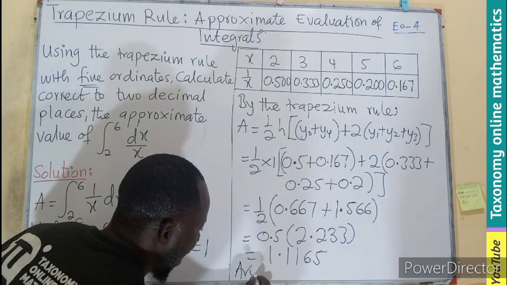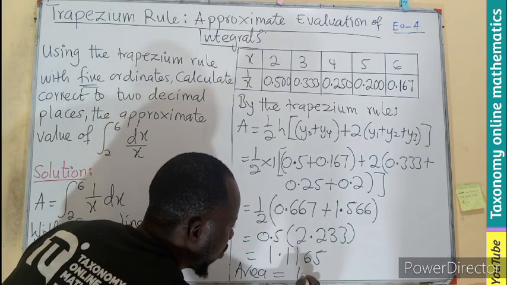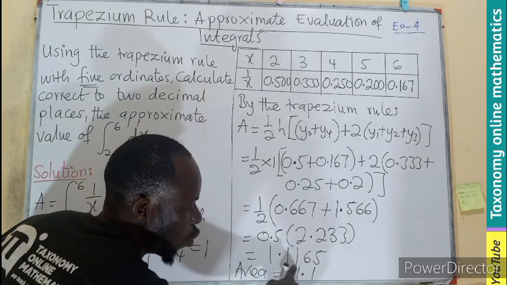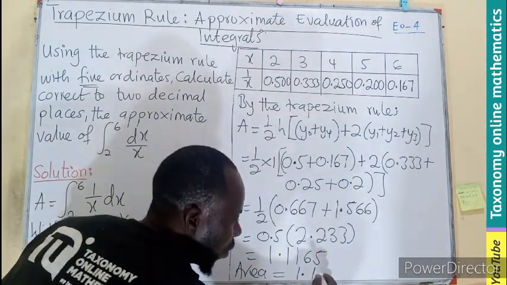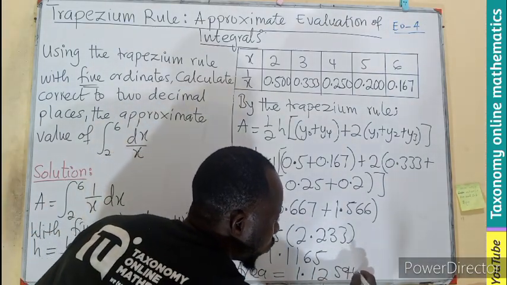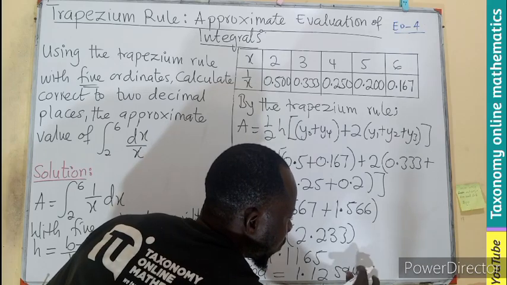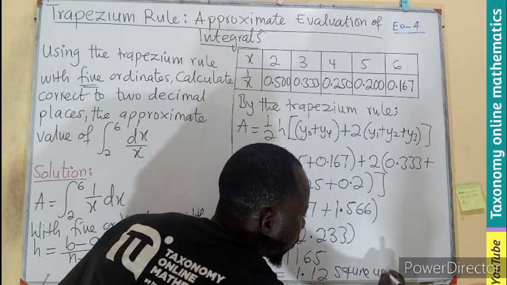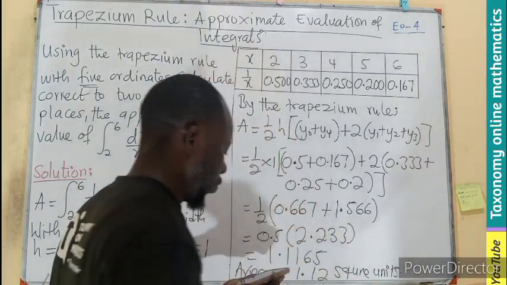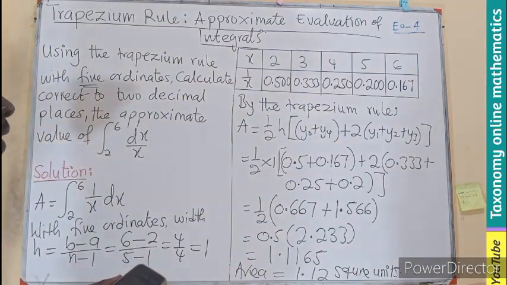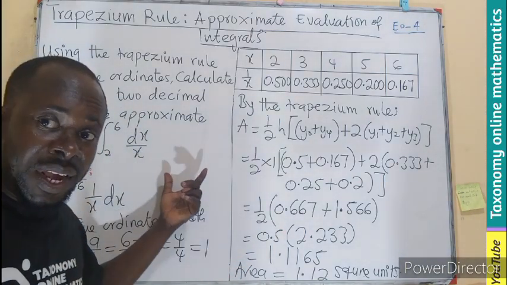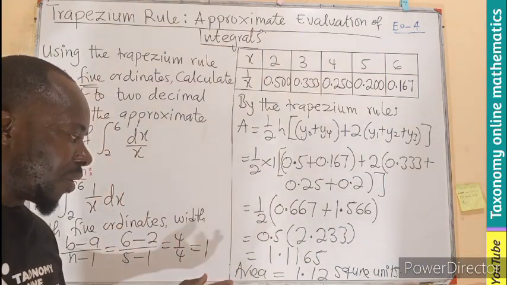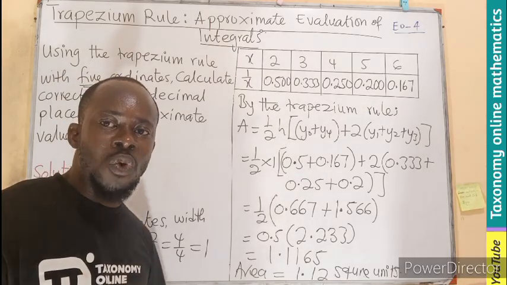So our area will be 1.11, but this is more, so 1.12 square units. So we are going to say that the approximate area under this integral will be 1.12 square units.